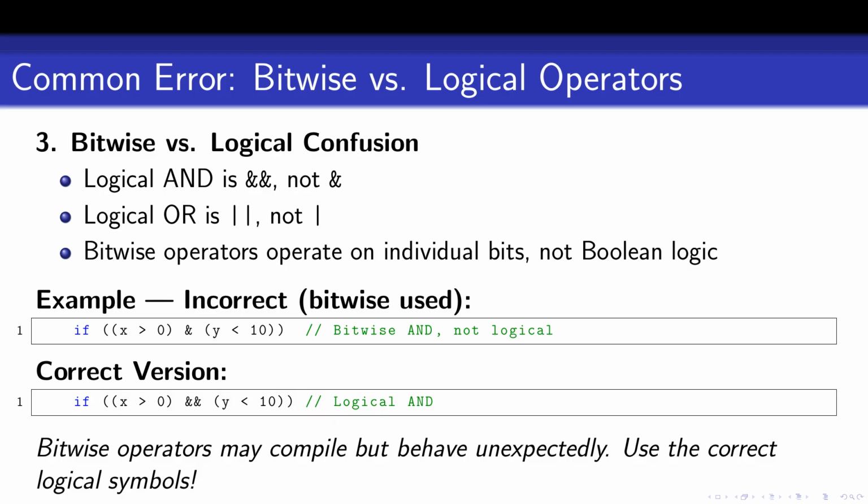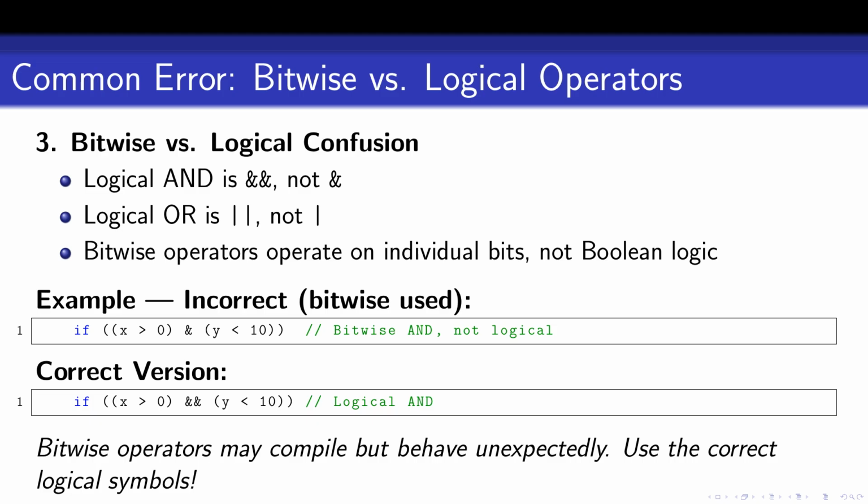If you accidentally use a single ampersand instead of a double ampersand in an if statement, the condition still compiles, but the program may behave incorrectly. More importantly, logical operators use short-circuit evaluation. If the first condition is enough to determine the outcome, the second condition won't be checked.